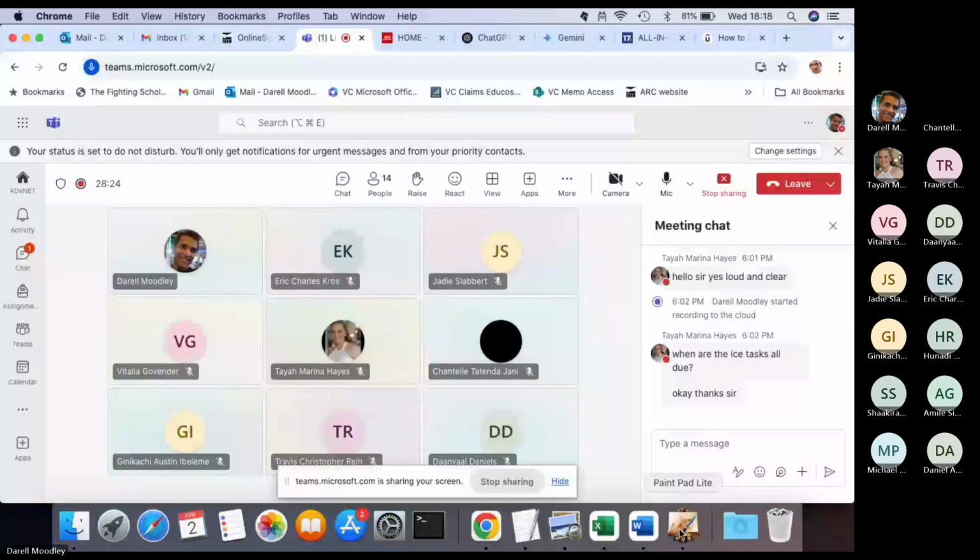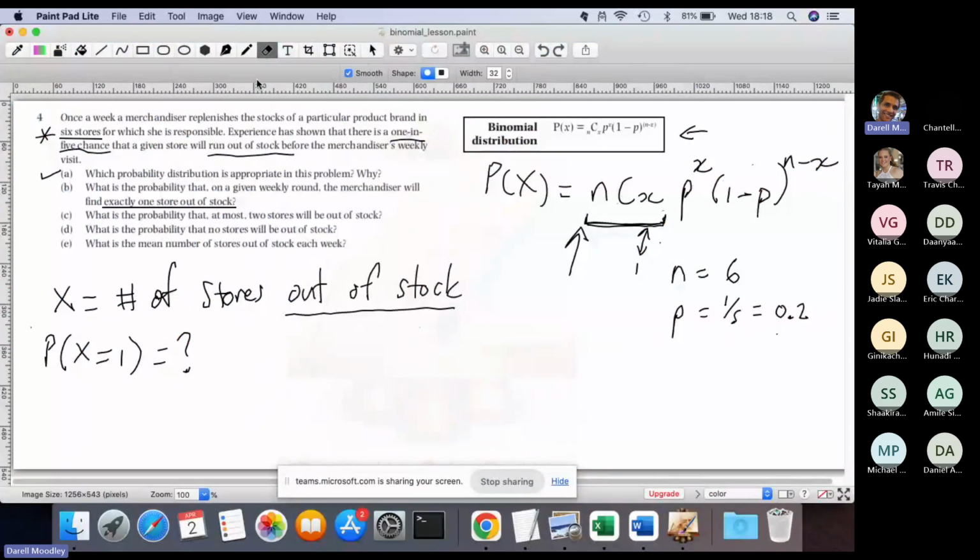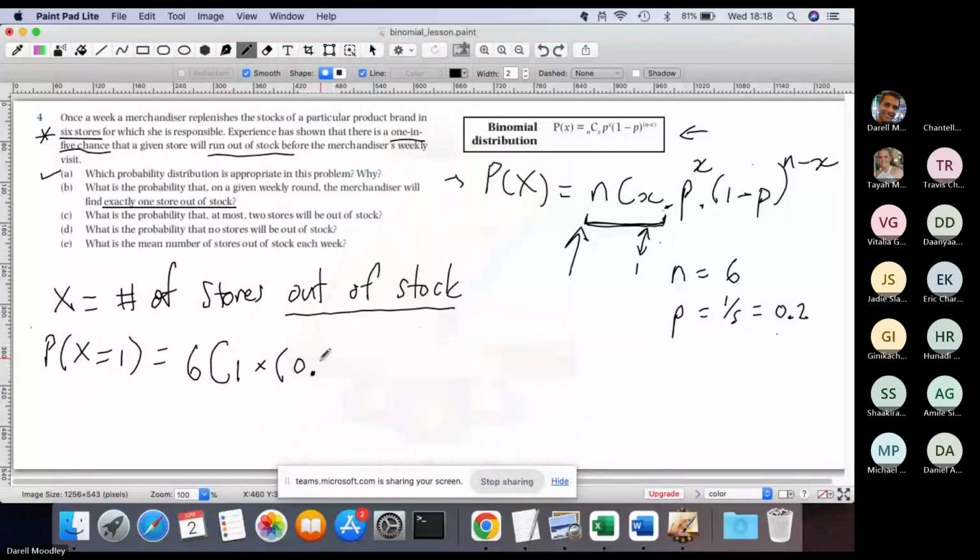Okay, so let's work this out in our calculator. What we have is all the values we need to plug into this formula here. Remember, n is 6, so it's going to be 6 plus c, and then our x is 1, and then it's times. Remember, there's multiplication between each thing. So it's times p, and that's 0.2 to the power x, which is 1, into 1 minus 0.2 to the n, which is 6 minus 1. That's what our x is.